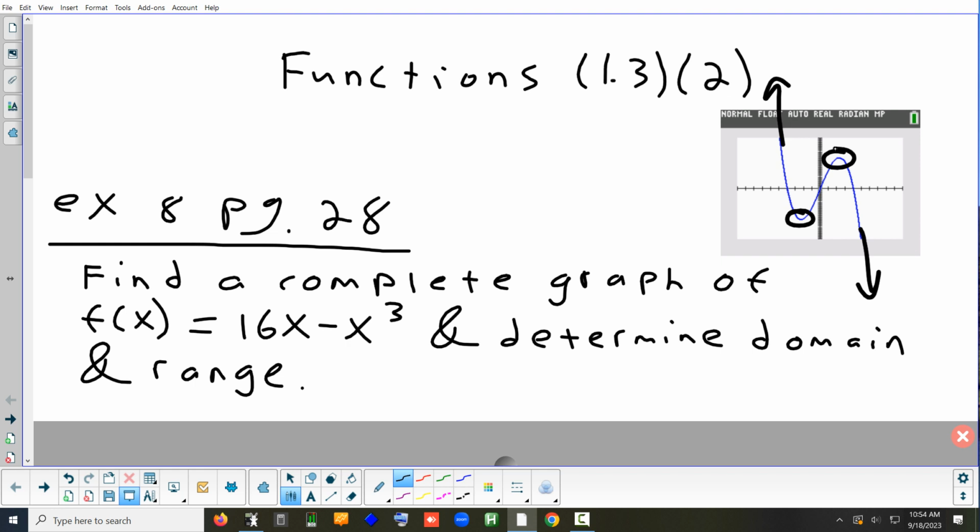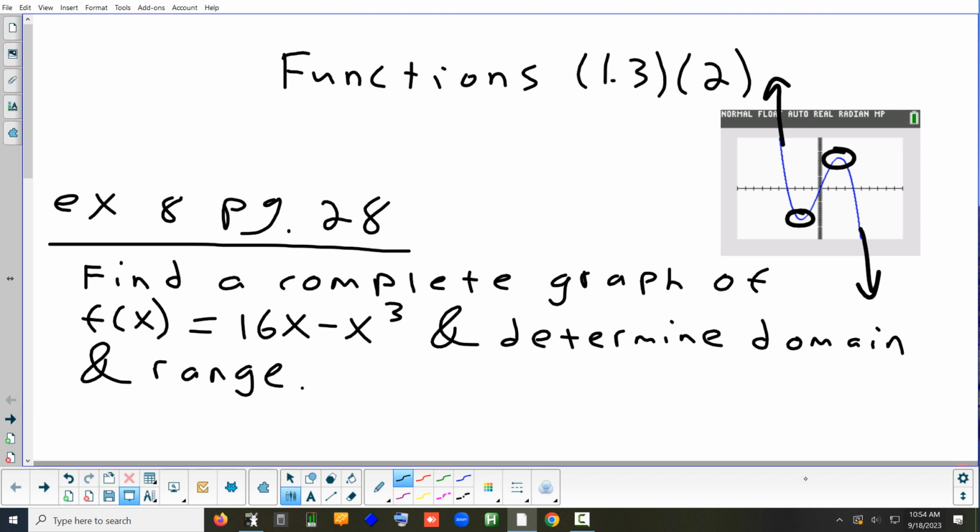So what do you think that means the domain is? All real numbers. Yeah, it's all real numbers. Another way to think about it is ask yourself, is there any number you can't raise to the 3rd power? No. You can cube any number you want. Is there any number you can't multiply by 16? No. You can multiply anything by 16. So there's no restriction on the domain.